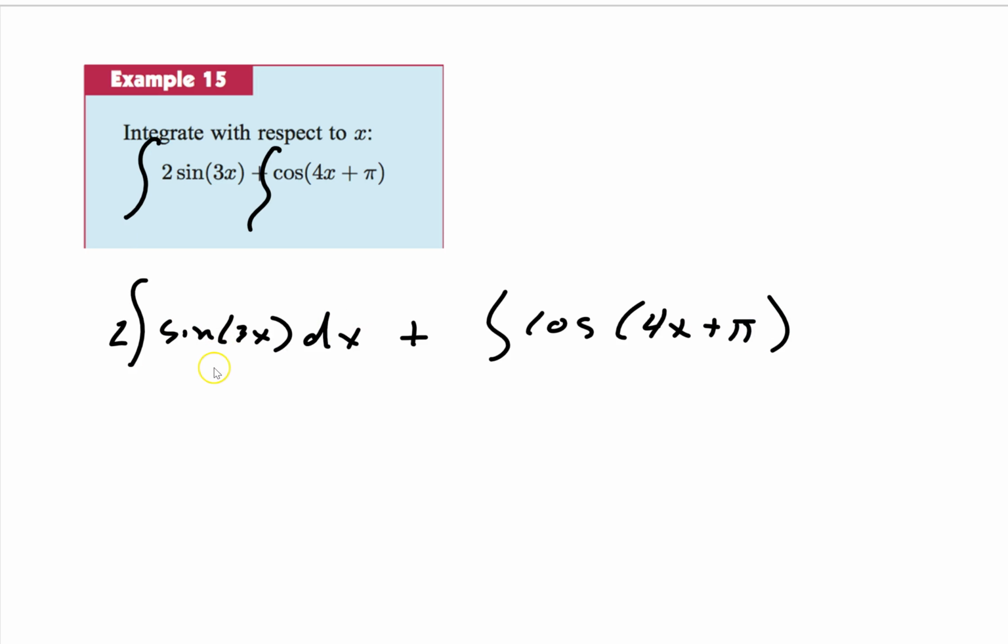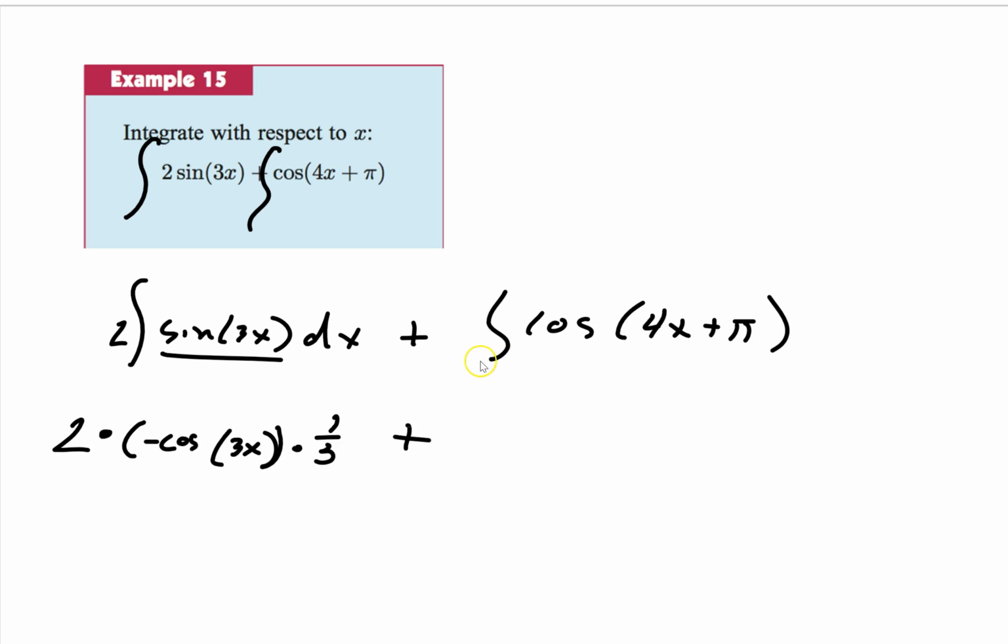So we're going to integrate this side first. The 2 stays there. This is a constant, nothing happens to it. Over here, it's a reverse chain rule. Integrate cosine, which is negative sine. Leave the inside alone. And then divide by the derivative of the inside. The derivative is 3, so 1 over 3.